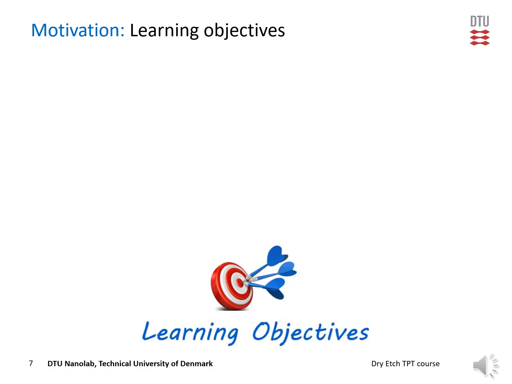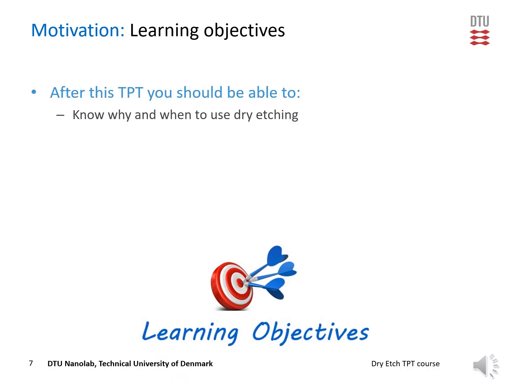It should now be clear why understanding dry etching is important. This course is designed to give you the knowledge you need to achieve better results. The learning objectives for this course are the following. After the course, you should understand why and when to use dry etching, and just as importantly, when another technique might be more appropriate.